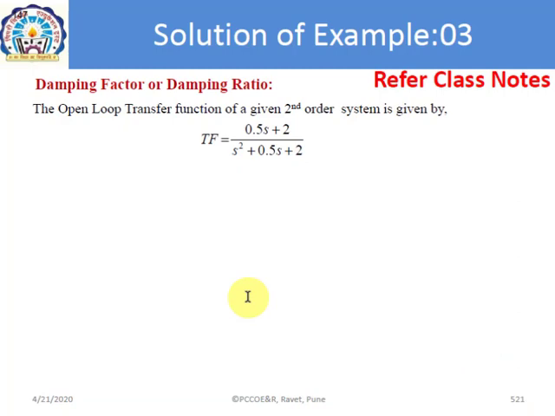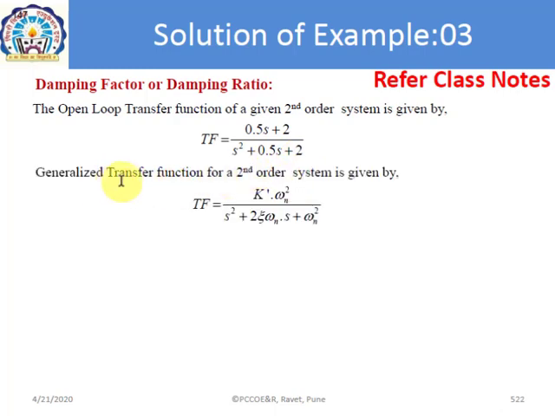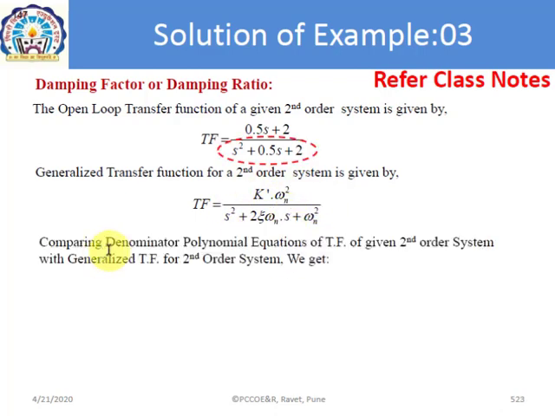Next, to determine the damping factor or damping ratio, the open loop transfer function of a given second order system is given by 0.5s plus 2 over s square plus 0.5s plus 2. Now the generalized form of a transfer function, as we learned in the last session, for a second order system is given by k dash into omega n square over s square plus 2 zeta omega n into s plus omega n square. So this is the generalized form of any second order system.